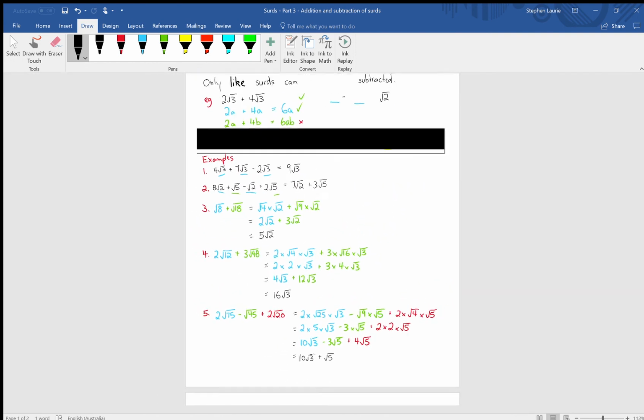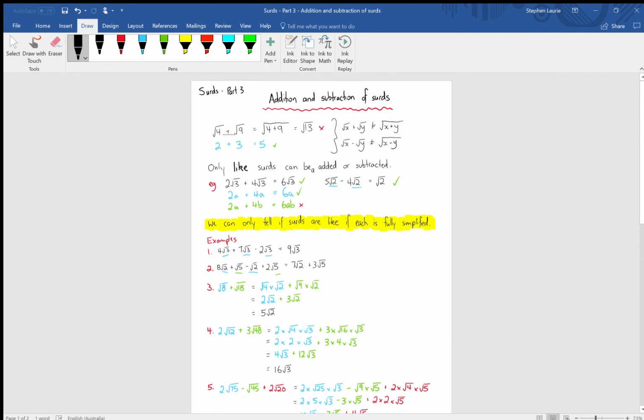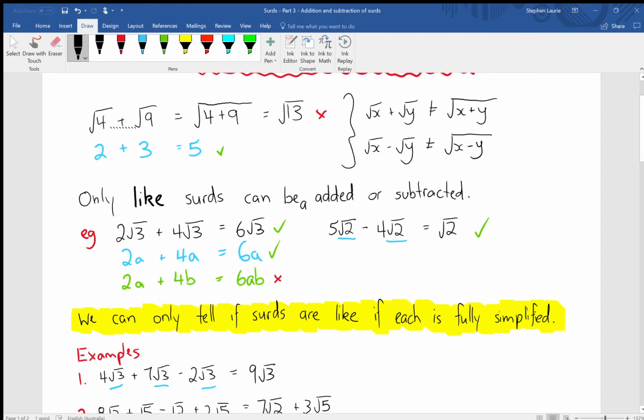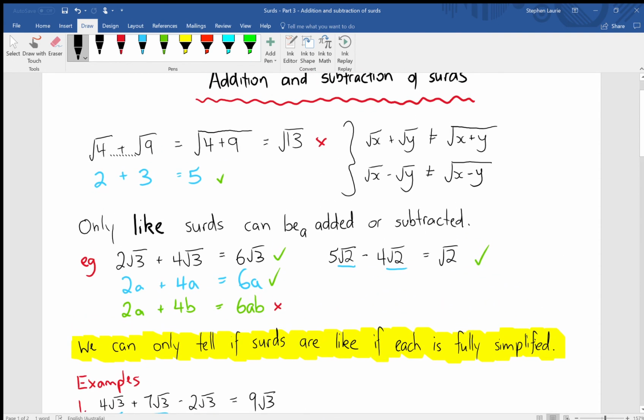So just reviewing. We can't just add different surds. That's incorrect. The square root of x plus the square root of y does not equal the square root of x plus y. Only like surds can be added or subtracted.